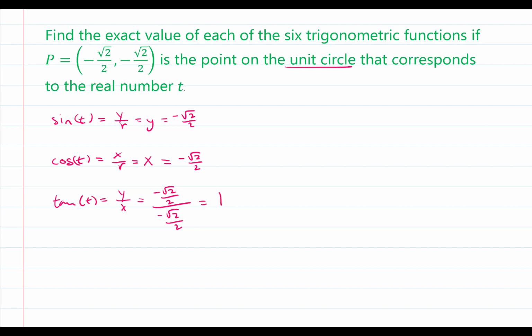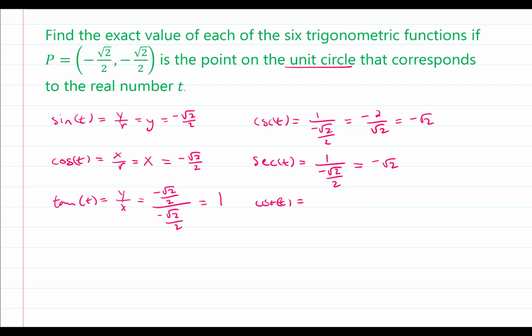Let's now go ahead and find the reciprocal identities. So we can say that cosecant of angle t is equal to 1 over the negative square root of 2 over 2, which is equal to negative 2 over the square root of 2. And then if you rationalize the denominator by multiplying by square root of 2 in the numerator and denominator, what we end up getting is negative square root of 2. Repeating the same process for secant, we have secant of angle t is equal to 1 over negative square root of 2 over 2. And we just did this so we know that it results in negative square root of 2. Finally, we have cotangent of angle t.